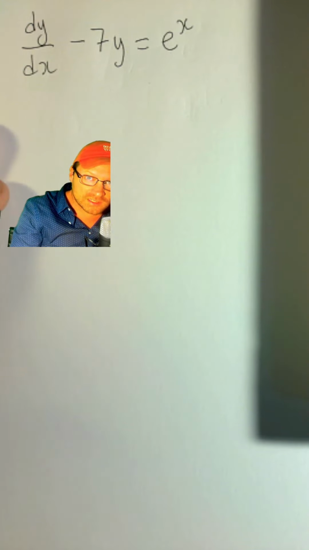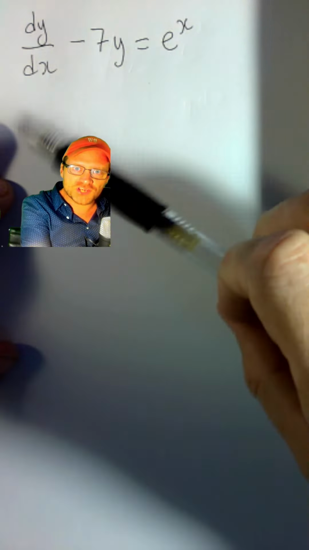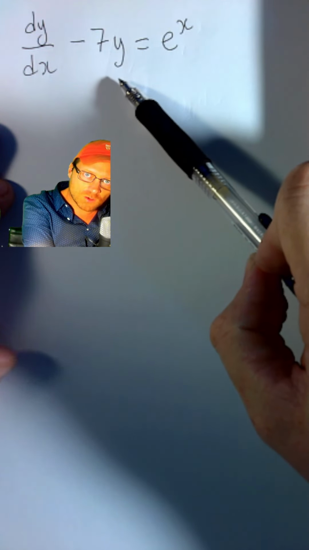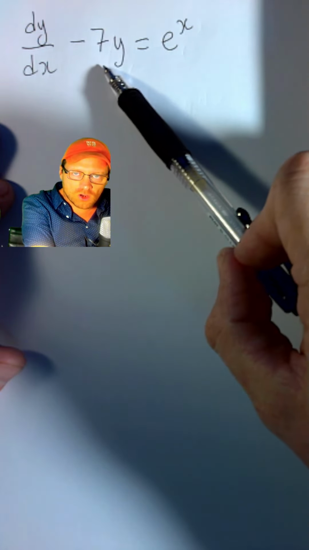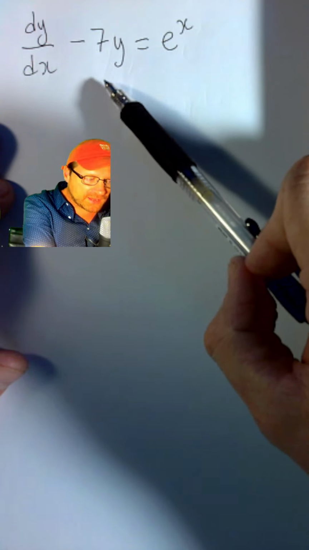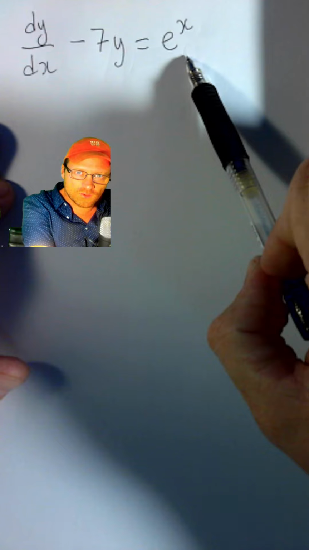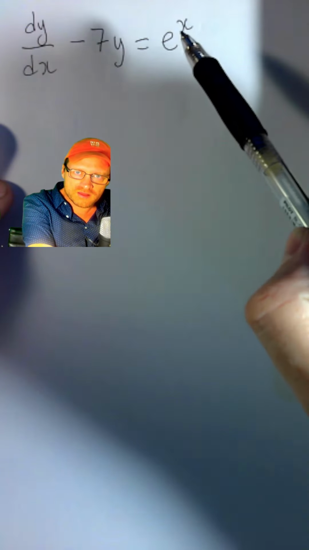Here's a first order linear differential equation, and here's how I solve it. So we first check that dy/dx and y are on the same side of the equation, and then we look at the coefficient of y. It should be a function of x. We have a function of x there and a function of x on the right hand side. When it's in this form, then it's linear.